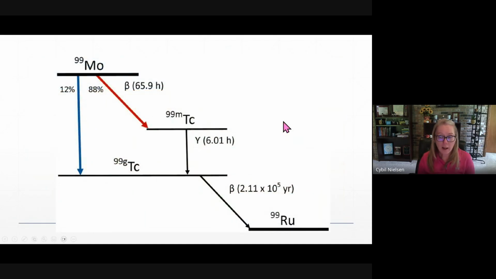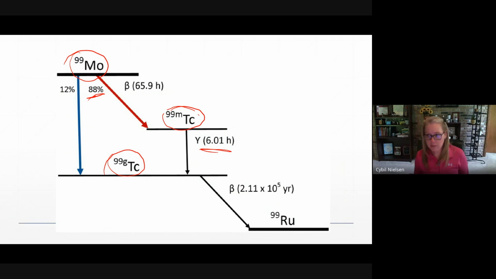Okay, so let's talk about what happens with molybdenum. Molybdenum, 85 to 88% of the time, is going to decay to Tech-99m, which is in a metastable state. Then it's going to give off that 140 keV gamma ray and turn into Tech-99. And we call that ground state, but it's not stable. It's still radioactive, but it's in its ground state because it has a super long half-life of beta negative.